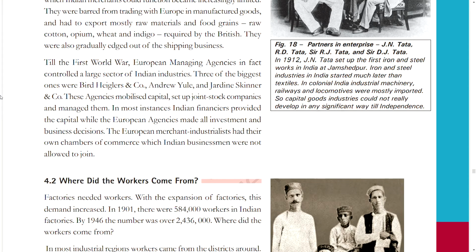Till the First World War, European managing agencies in fact controlled a large sector of Indian industries. Three of the biggest ones were Bird Heegler and Co., Andrew Yule, and Jardine Skinner and Co. These agencies mobilized capital, set up joint stock companies, and managed them. In most instances, Indian financiers provided the capital while the European agencies made all investment and business decisions. The European merchant industrialists had their own chambers of commerce, which Indian businessmen were not allowed to join.